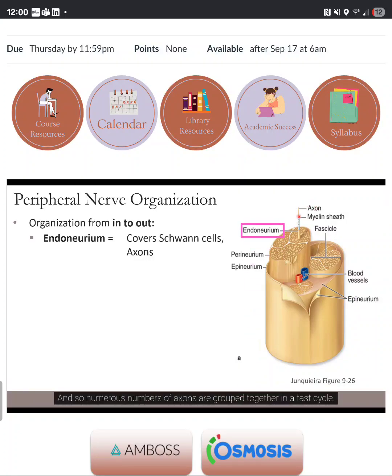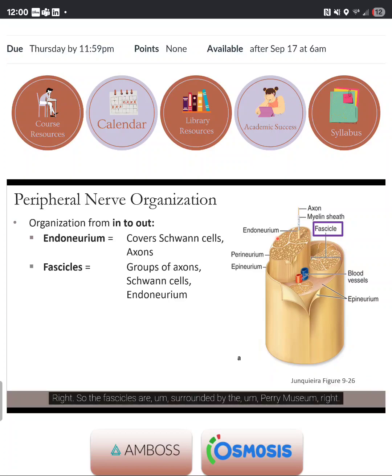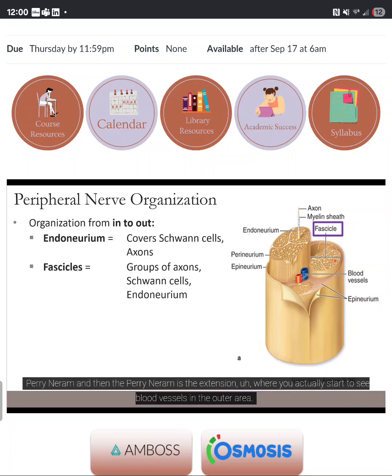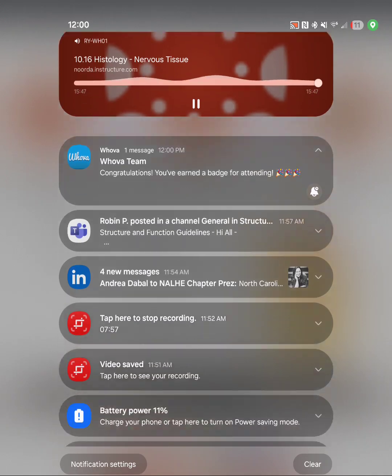And so numerous axons are grouped together in a fascicle. So you see numerous little fascicles that are clumped together. It's like putting numerous pencils and crayons together and wrapping them with saran wrap. So the fascicles are surrounded by the perineurium, and then the perineurium is the extension where you actually start to see blood vessels in the outer area.